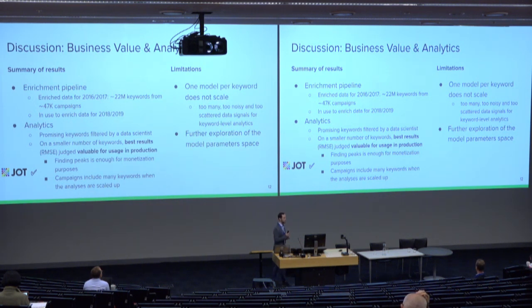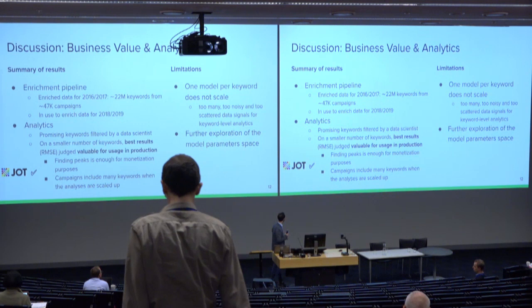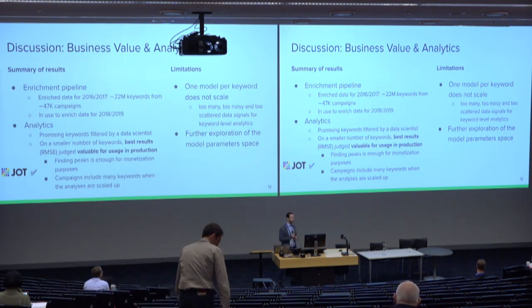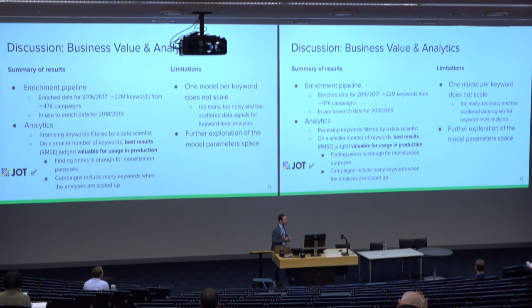So, lessons learned. From the business perspective, the enrichment pipeline was run on a dataset which contains about 22 million keywords for 50,000 campaigns. And now we are trying to enrich the data for 2018 and 2019. From the analytics point of view, we used only a few keywords that were filtered by an expert data scientist. And on this set of keywords, we found that the results are valuable for usage in production. That means that if you find a peak, you can improve your monetization, even if you do not predict the exact number of impressions.